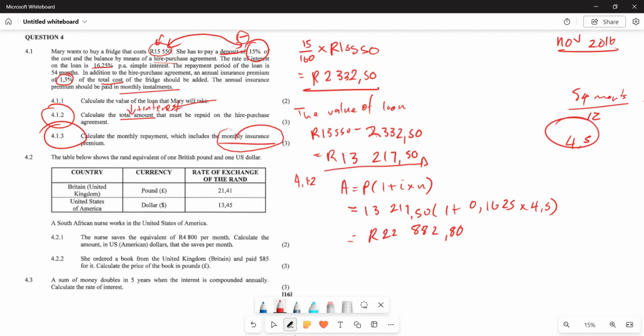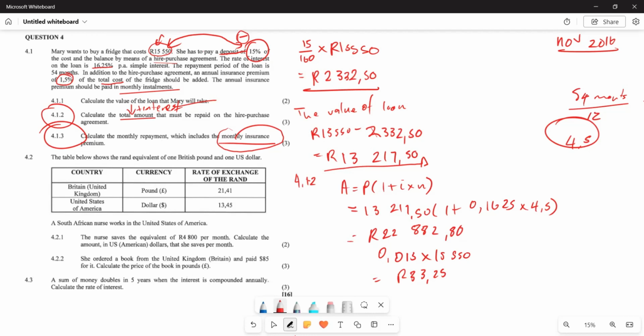And remember, the original price was 15,550. So you're going to come back and say now, this is 0.015 multiplied by the 15,550, isn't it so? And you'll realize that the value of the insurance is going to be 233.25 per annum. Remember, this is given in terms of per annum. So this is going to be per annum.